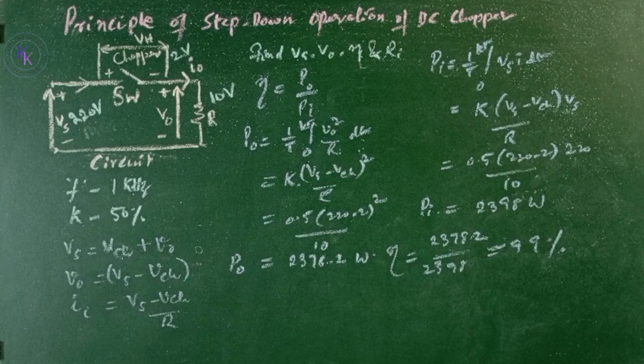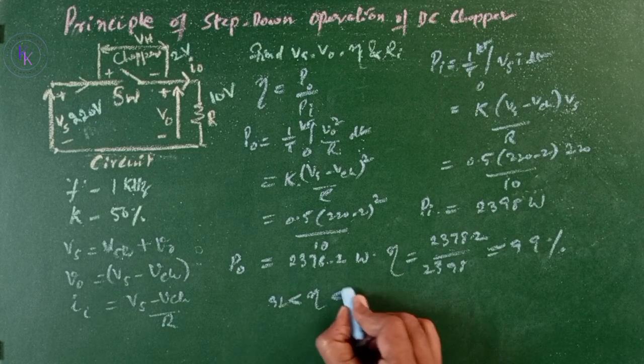In the efficiency calculation, we include the conduction losses of the chopper, and we don't consider the switching losses due to the turn on and turn off of a practical chopper. Then the efficiency of a practical chopper varies between 92 to 99%.